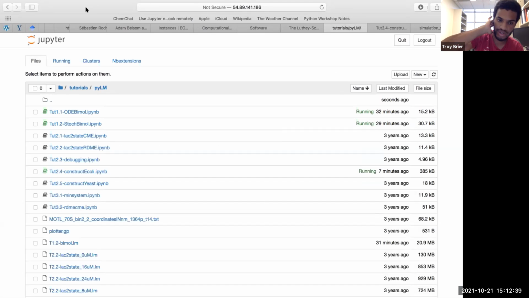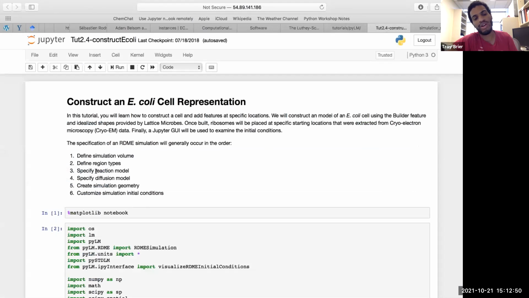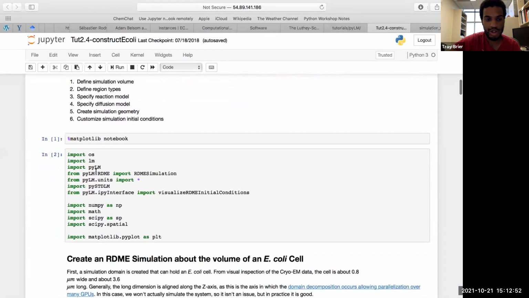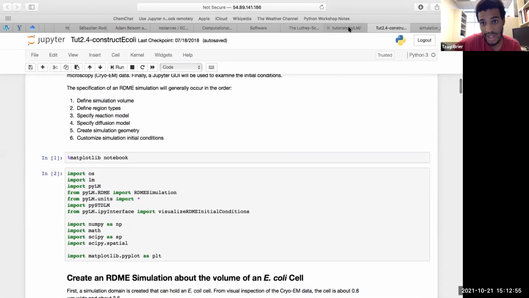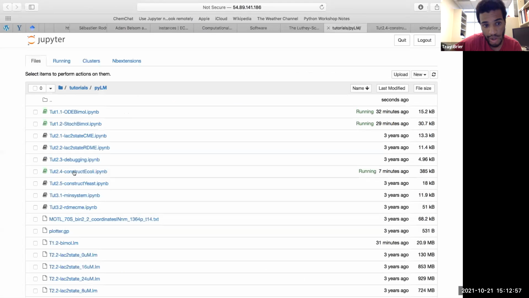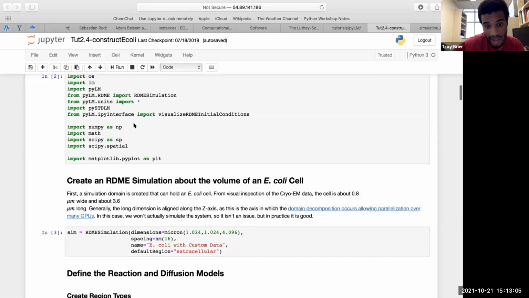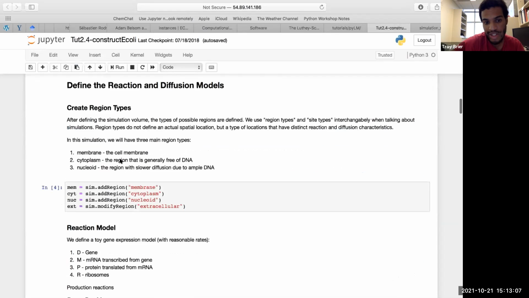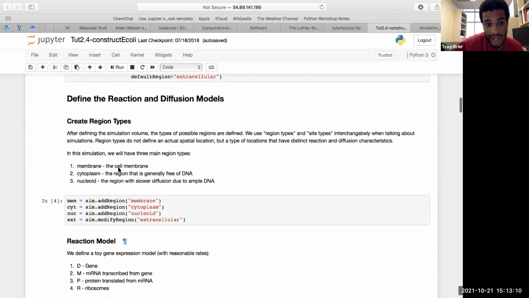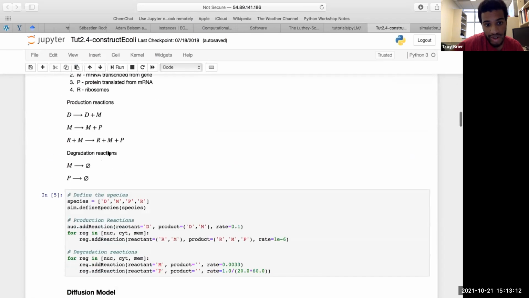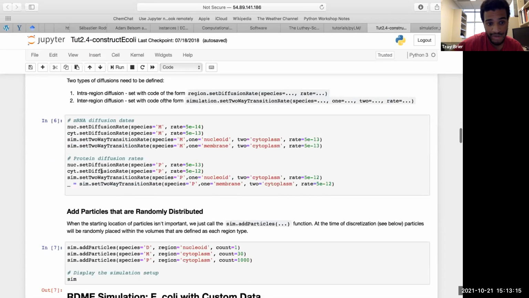So I'm sharing my screen again. Just quickly, at this point, you might have gotten down to the later tutorials where it is construction of the cells. I just wanted to show or talk about it a little bit. This is tutorial 2.4, 2.5, showing how you can build a spatial simulation. All of the steps are, as we've talked about, creating your regions, creating the reactions, defining your diffusion events.